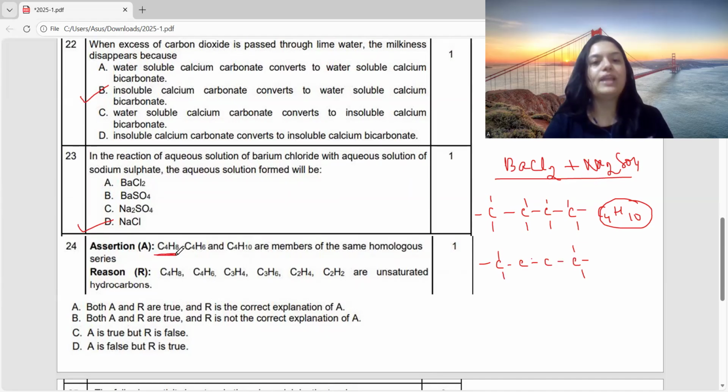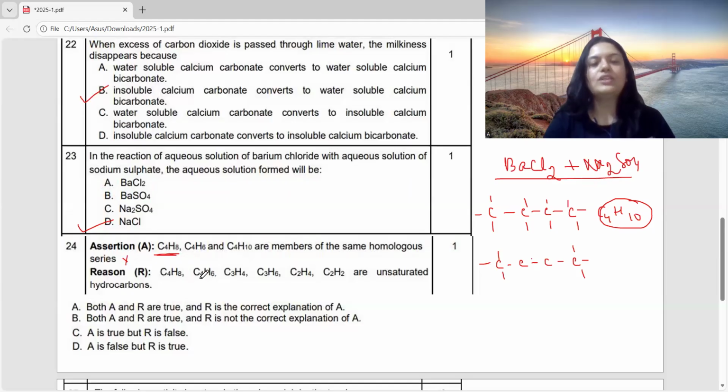Similarly for C4H8, again, it will definitely have a double bond, right? So are they members of the same homologous series? No, absolutely not. They cannot be members of the same homologous series, because it's an alkene, alkyne, or alkane, right? So this is wrong.